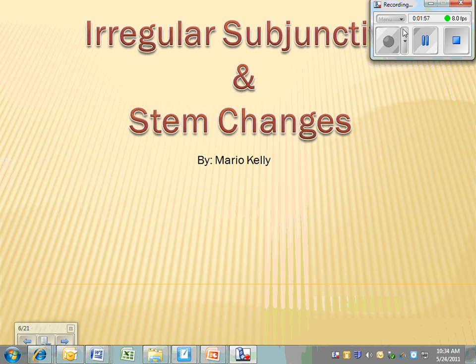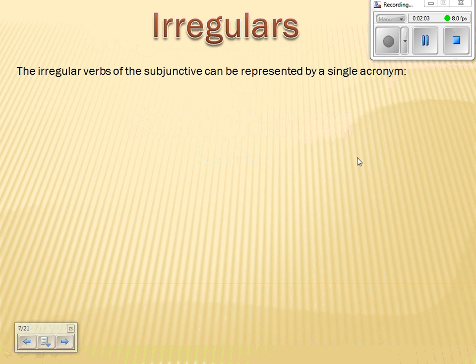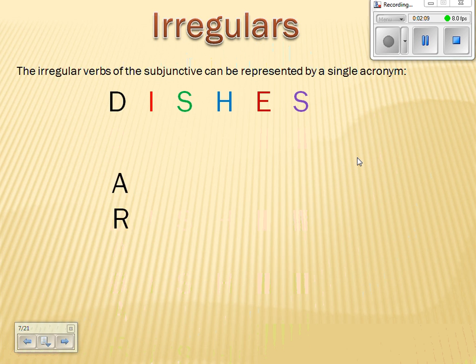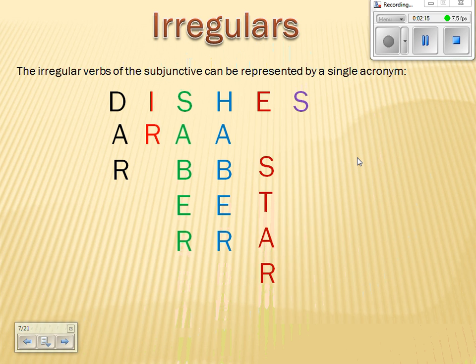Irregular Subjunctive and Stem Changes by Mario Kelly. Irregulars. The irregular verbs of the subjunctive can be represented by a single acronym, DISHES. The D stands for dar, the I for ir, the S for saber, the H for haber, the E for estar, and the S for ser.